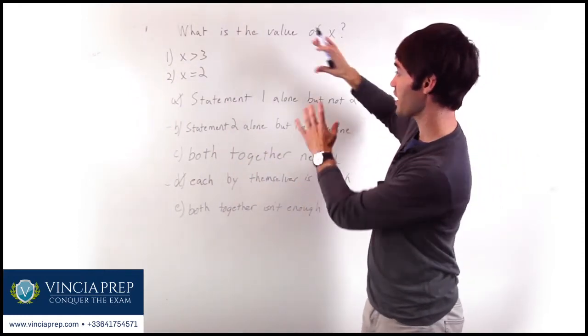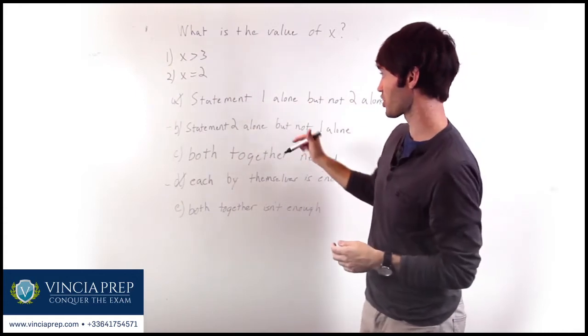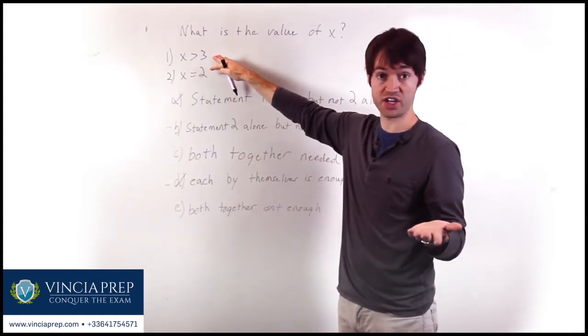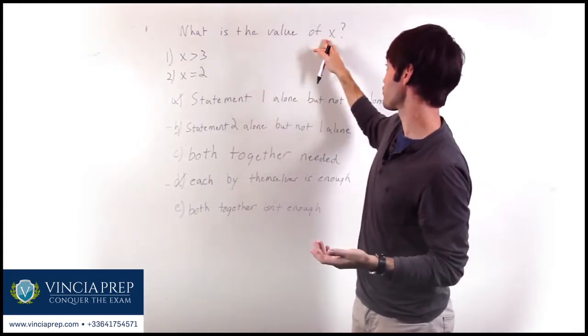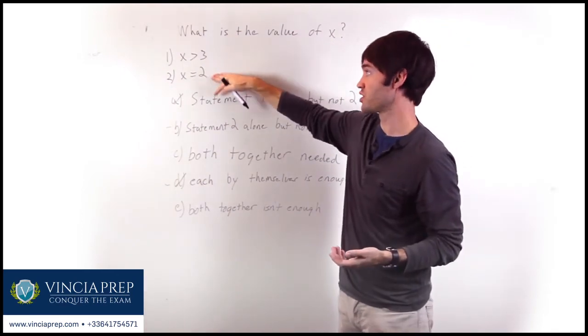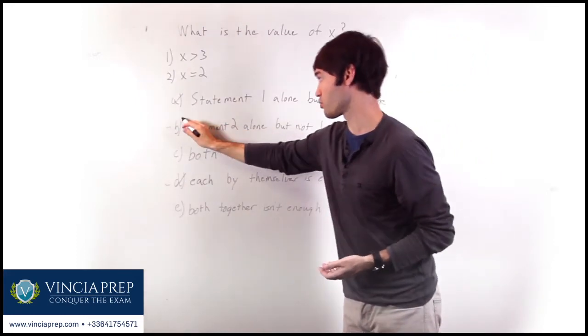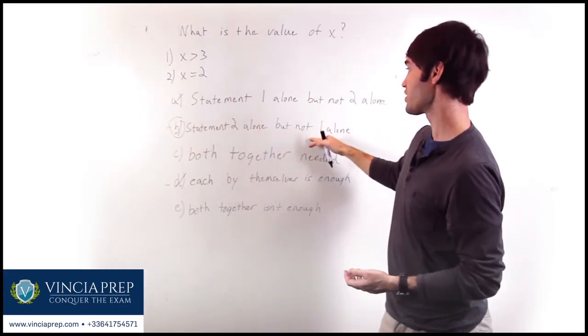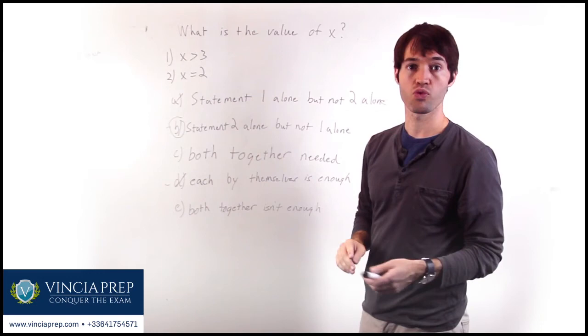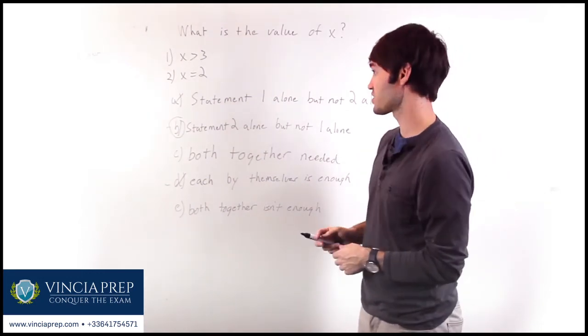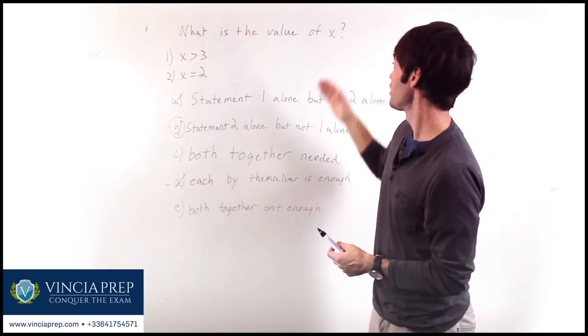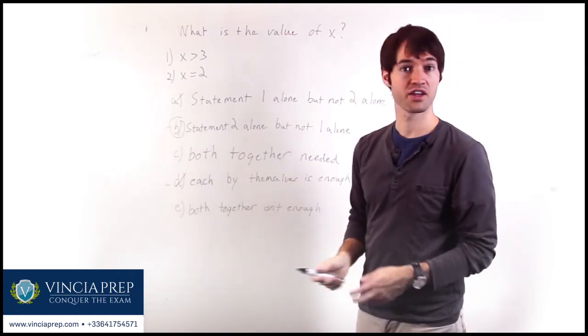Now, if we take the actual question and we look at it, okay, statement 1 we already said is not sufficient because we're looking for one value of x, and this has multiple values. Statement 2 is sufficient, and so that means that the answer is going to be B. Statement 2 by itself is sufficient, but not statement 1 by itself. So that's how to get started on data sufficiency, and I hope you found that helpful.